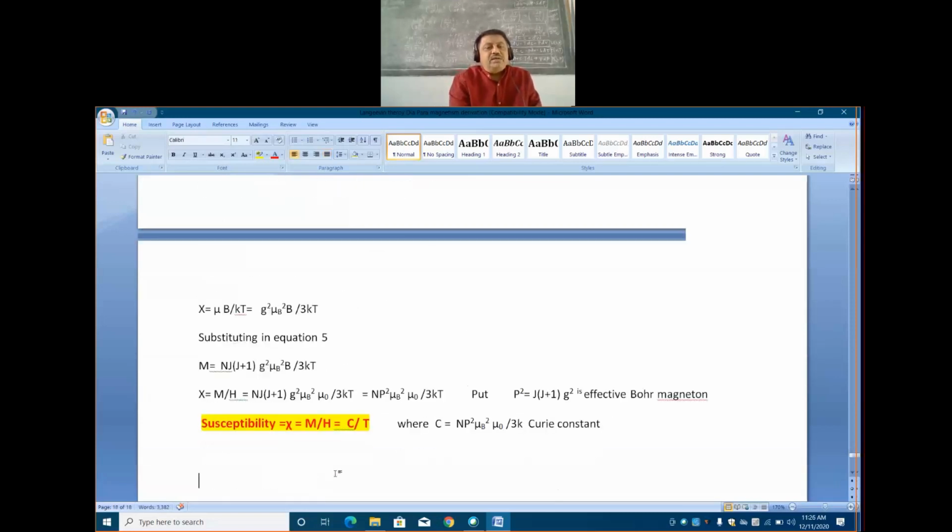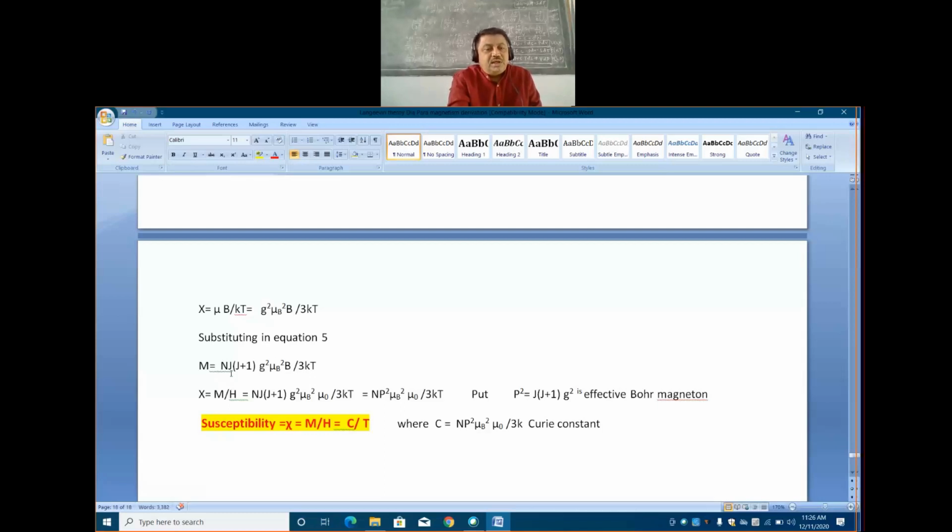Now with this we can write the expression for susceptibility. Here x is mu B by kT, and mu is g mu B B, that is g square mu B square B by kT. Substituting this in our previous equation, we get the magnetic moment N j into (j plus 1) g square mu B square B by 3kT. So chi is M by H. Chi is susceptibility, it is M by H.